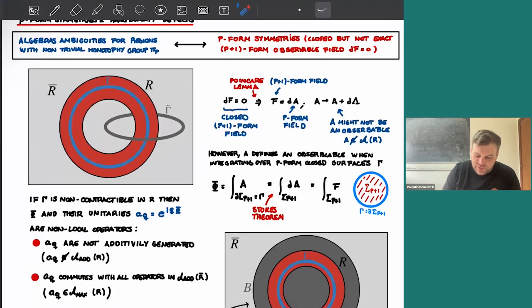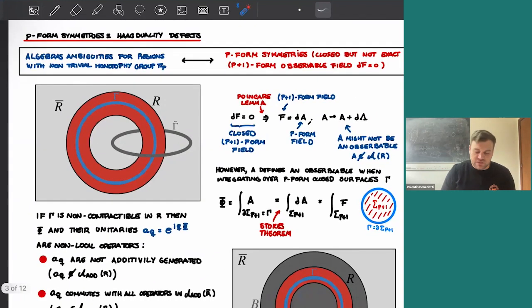So why does this problem appear in theories with generalized symmetries? Let me talk about p-form symmetries, and I will argue that p-form symmetries are related to Haag duality defects. The main idea here is that algebra and region ambiguities appear for topologically non-trivial regions that have non-trivial homotopy group pi p.